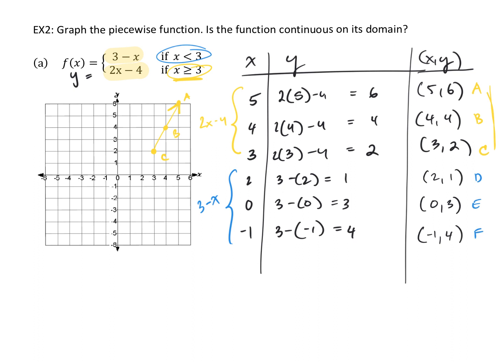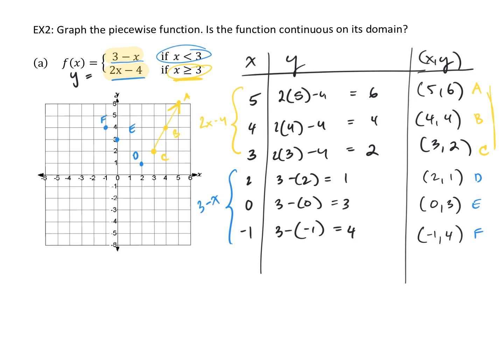And again, I'm able to make a good sketch on these graphs because I already know that these are both lines, so there's not going to be any curving going on in these. So again, it's good to make sure to know that they are both lines, or whatever graph they are going to give, before we even start picking numbers. So let's see, 2, 1 for D, 0, 3 for E, negative 1, 4 for F.